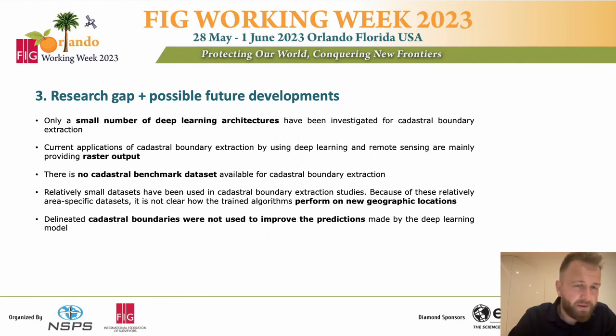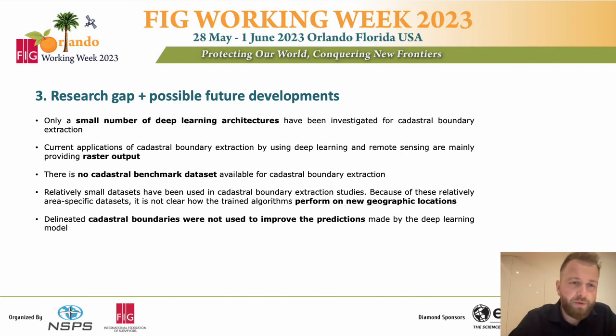A first one is that only a small number of deep learning architectures have been investigated. The current studies are mainly focusing on pixel-to-pixel translation by using, for example, a UNet, but the vision transformers, for example, which are quite popular right now, are not investigated yet. Next to that, current applications are mainly focusing on creating raster output and not vector output, and there are some examples in different remote sensing fields where vector output is created directly.